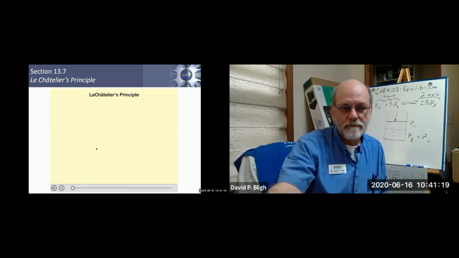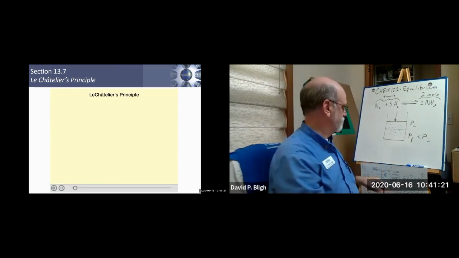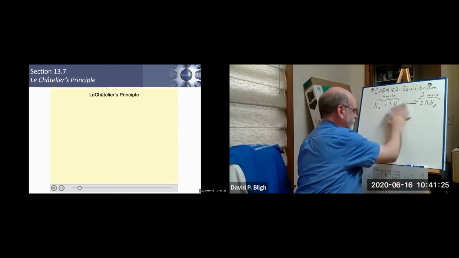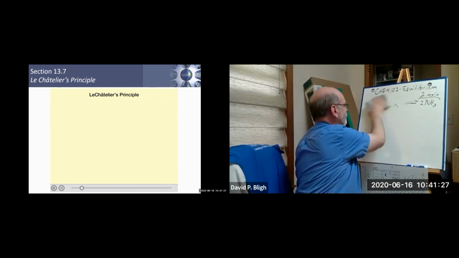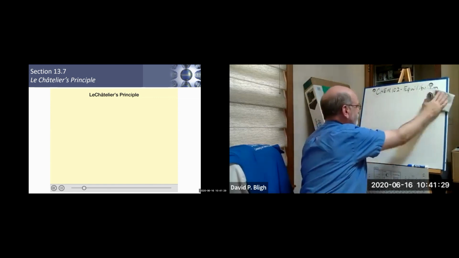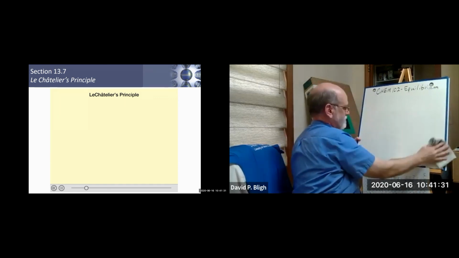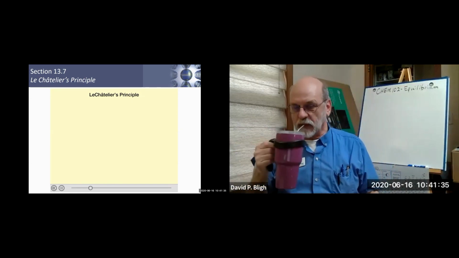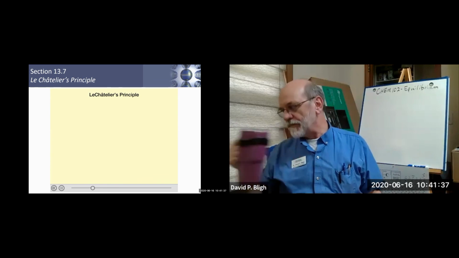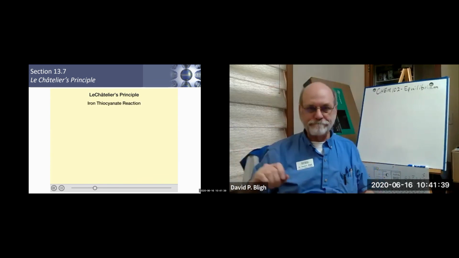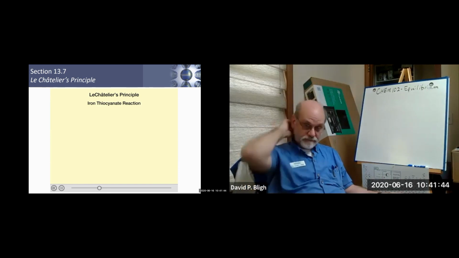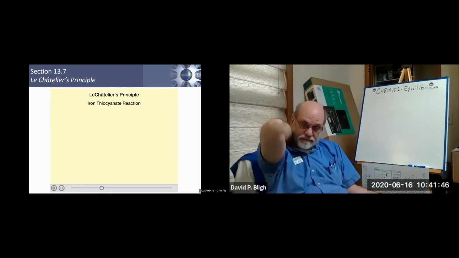Le Chatelier's principle requires that a chemical system respond to an added stress. If reactant or product molecules are added to a system at equilibrium, the system will shift toward the side opposite of the added component. If a reactant or product is removed, the system will shift toward the side of the removed component. Let's consider an example of a system at equilibrium, the reaction between iron and thiocyanate to form iron thiocyanate.